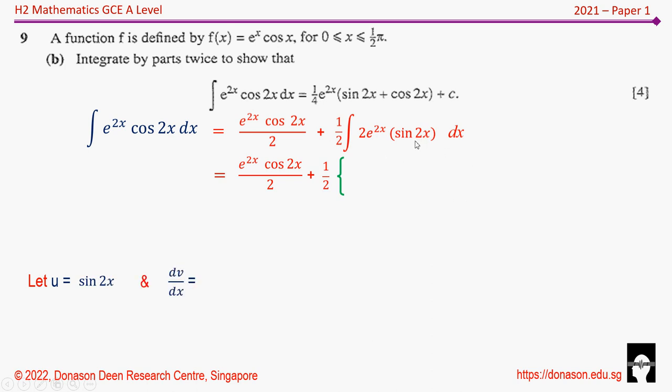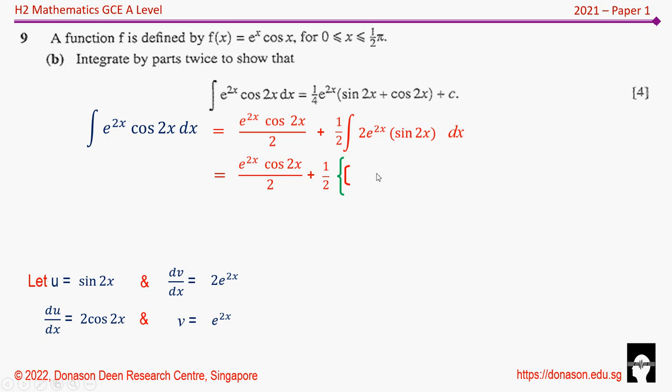We keep the trigonometric function as u, and since 2e to the power of 2x is easily integrable, we're going to keep that as the dv/dx. Then let us differentiate the u to get our du/dx. Sine 2x, if we differentiate, becomes 2 cos 2x, and dv/dx is 2e to the power of 2x, and if we integrate it to get our v, it should simply equal e to the power of 2x.